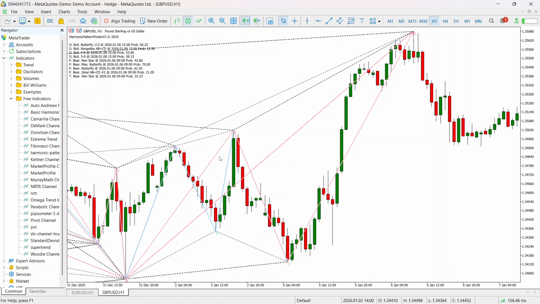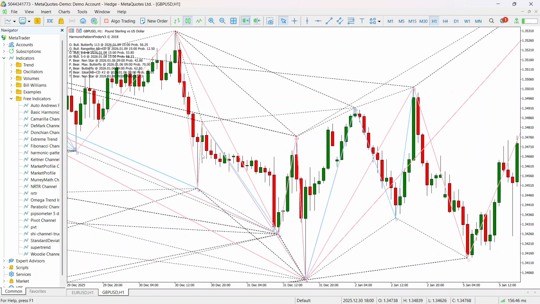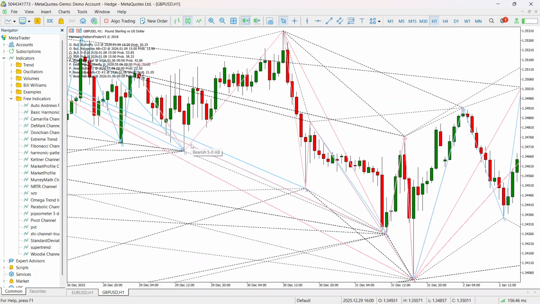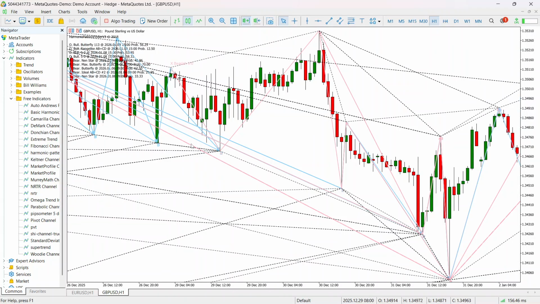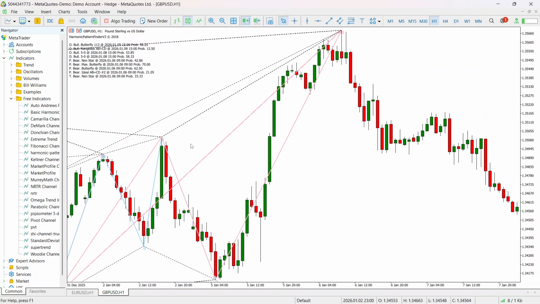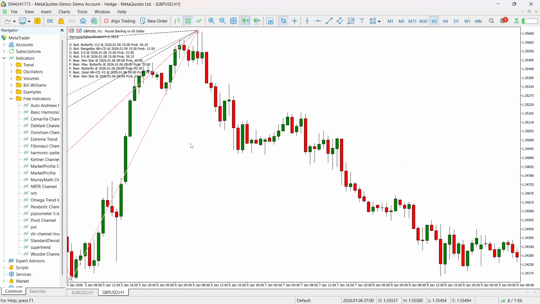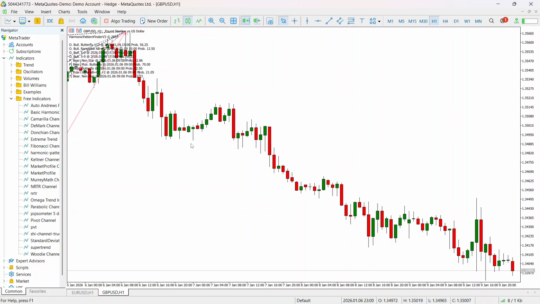Its strengths include automatic pattern detection, saving hours of manual analysis, precise Fibonacci calculations ensuring pattern accuracy, clear visual presentation with labeled points and ratios, comprehensive information providing entry, stop loss, and target levels, and versatility across all time frames and instruments. However, harmonic patterns require proper completion and confirmation before trading, as premature entries can lead to losses. The indicator may occasionally detect false patterns, especially in choppy or ranging markets.